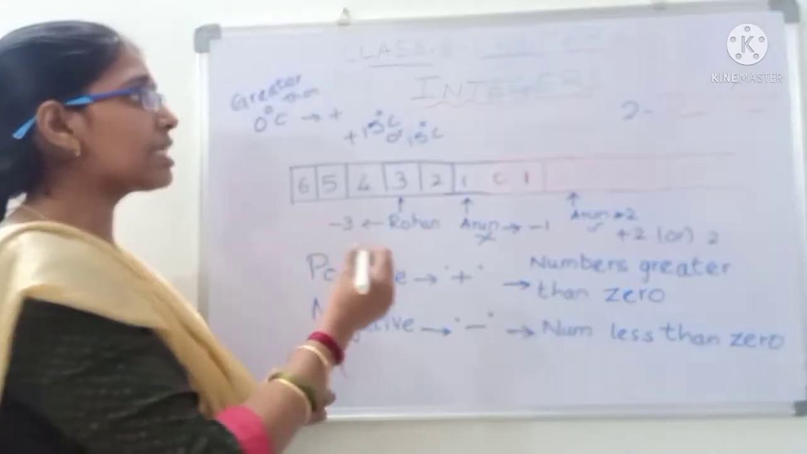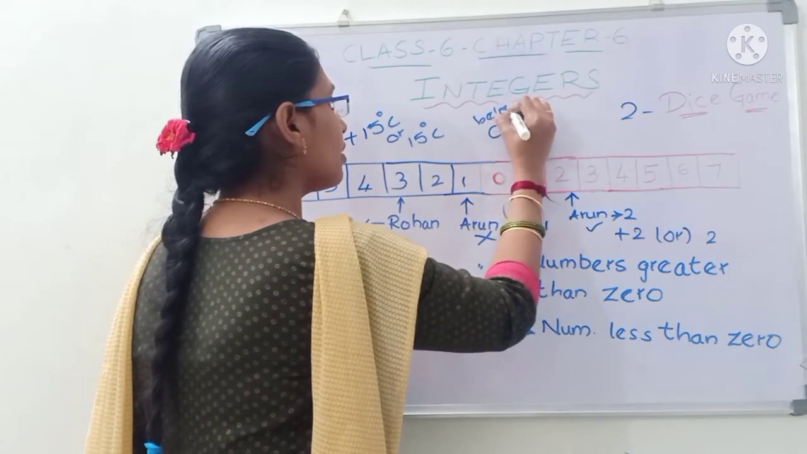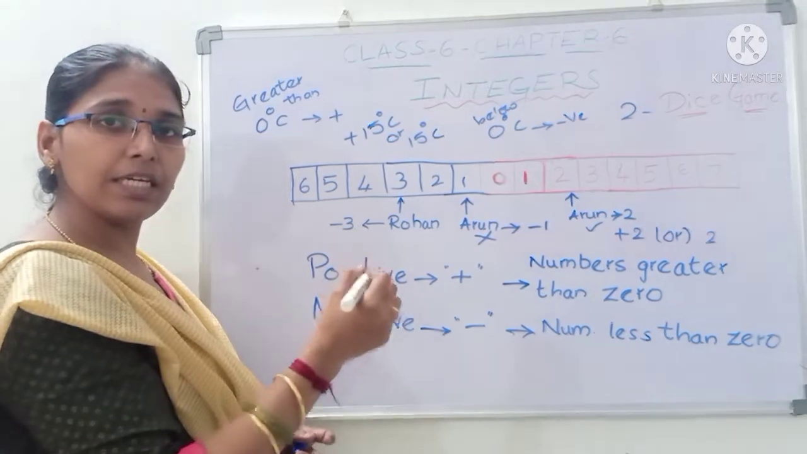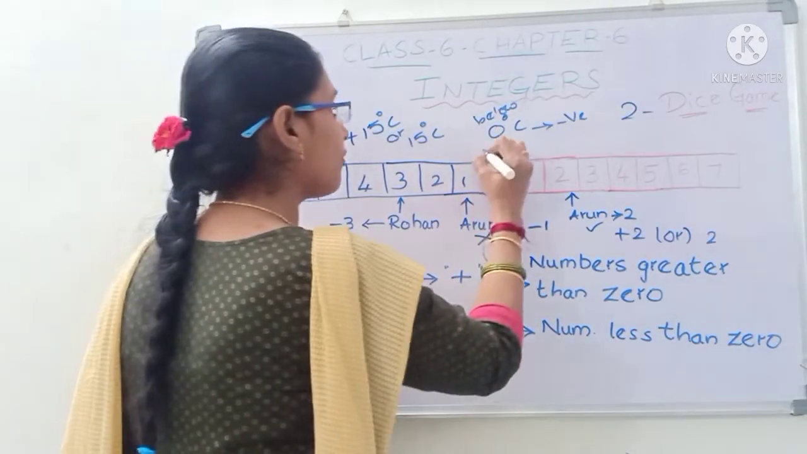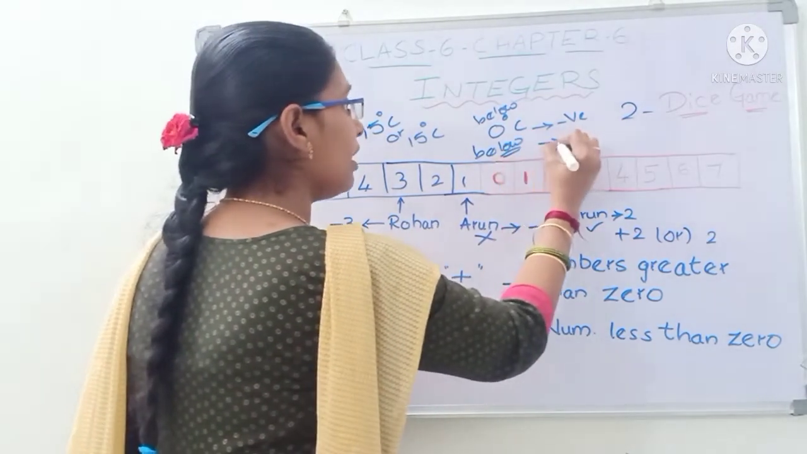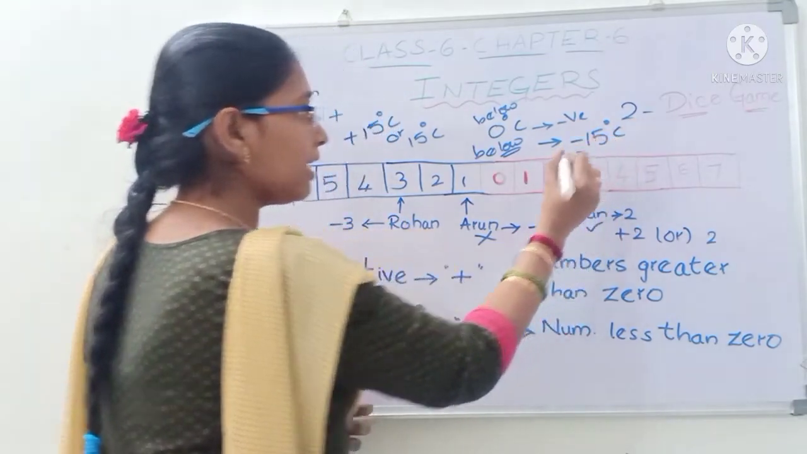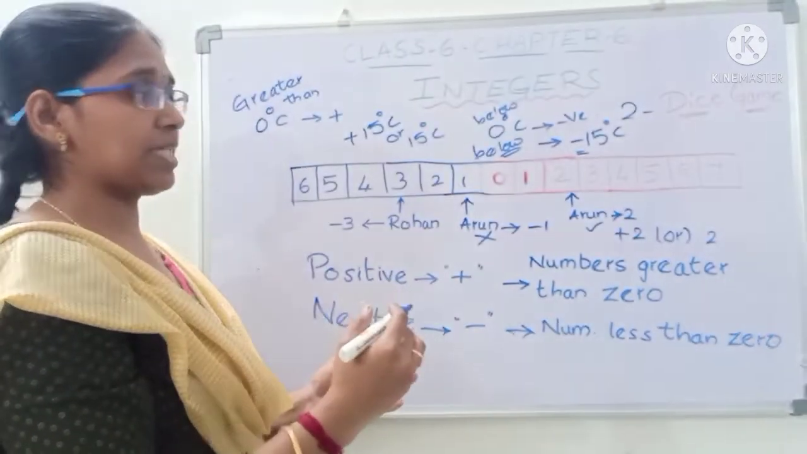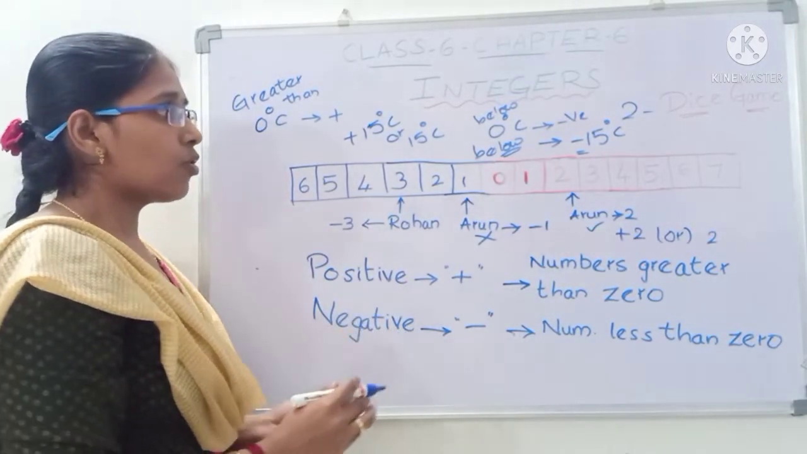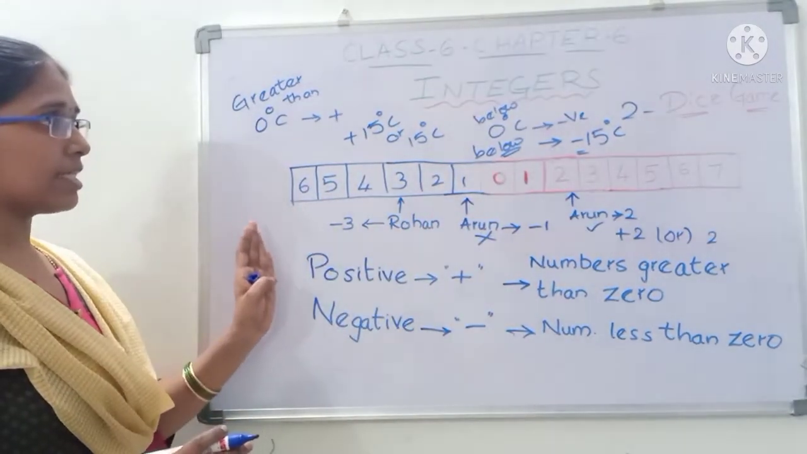If temperature is below 0, then you should use negative sign. That means if temperature is 15 degrees below 0 degrees Celsius, then we should tell minus 15 degrees Celsius. Minus just implies it is 15 steps below 0 or 15 degrees less than 0. So always positive numbers are greater than 0 and negative numbers are less than 0.